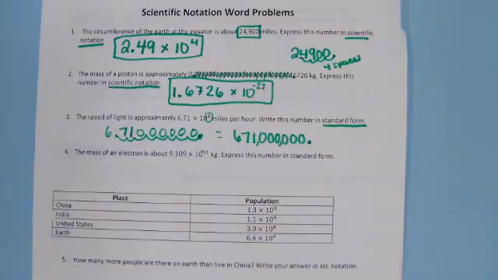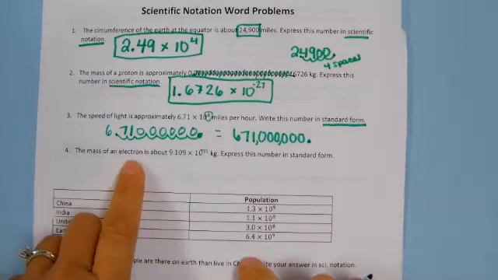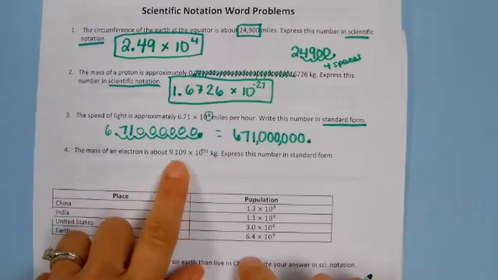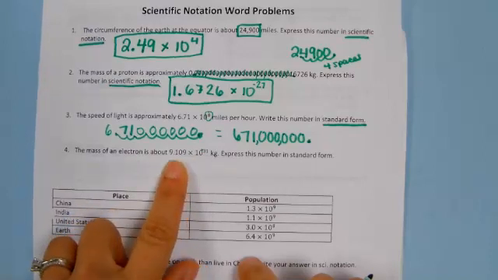So if it is a negative number and it's the mass of an electron, is that mass really big or really small? Really, really, really, really small. An electron is also a part of a cell or of a particle. Sorry. And what are we going to do with the decimal this time? Move it left or right? How many spots?